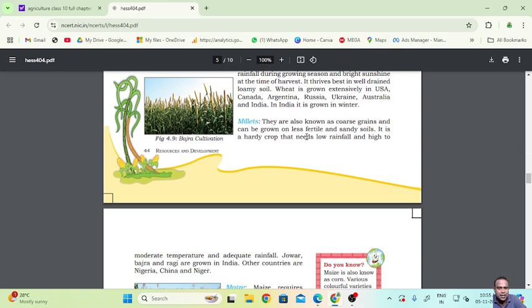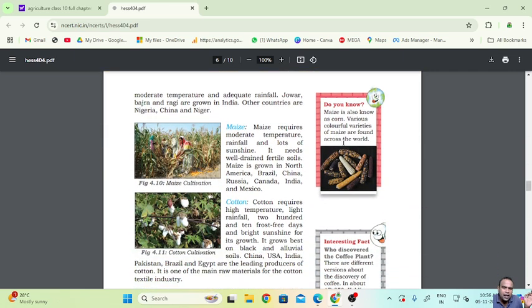Millets. They are also known as coarse grains and can be grown on less fertile and sandy soil. So millets are naturally grown in less fertile and sandy soil, in desert areas or dry areas. It is a hardy crop that needs low rainfall and high to moderate temperature. Jowar, bajra, and ragi are grown in India. Other countries are Nigeria, China, and Niger.